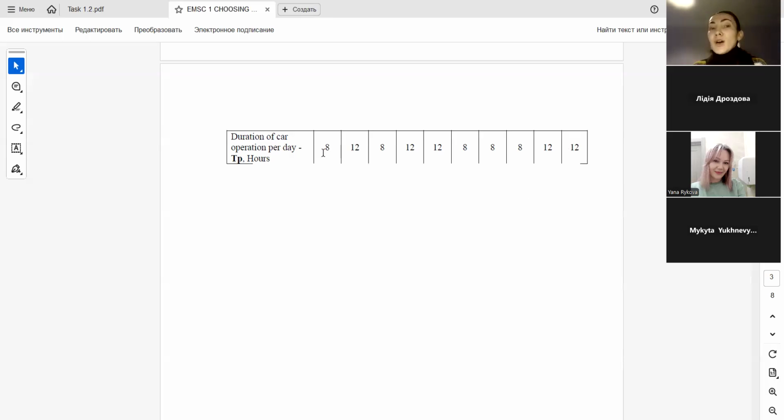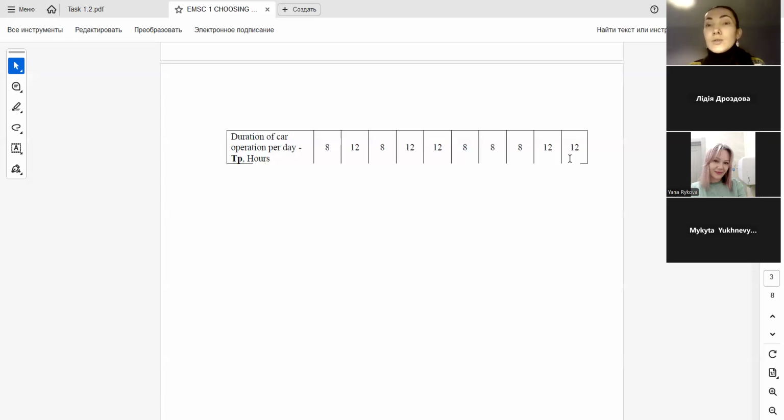For the first variant it is 8 hours, for the second variant 12 hours, for the third variant 8 hours, and there are different values for different variants. Please find your value. What do these times mean? For example, some car delivery companies could work 8 hours during the day, from 8 to 16. Some companies work 12 hours, from 8 to 20, for example. That means how many hours during the day our company works and could deliver our cargo.